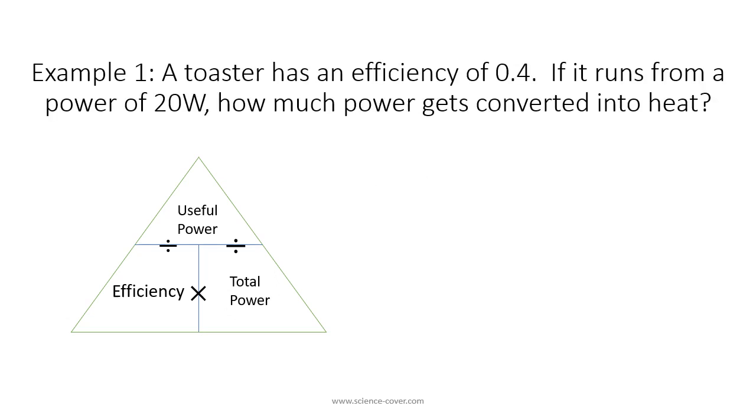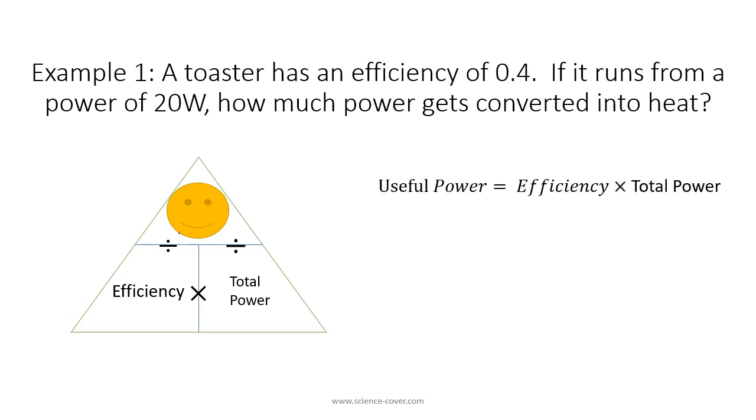Example 1. A toaster has an efficiency of 0.4. If it runs from a power of 20 watts, how much power gets converted into heat? So we want the useful power. So let's cover up useful power, and we're left with efficiency multiplied by power. So the useful power is efficiency multiplied by power.